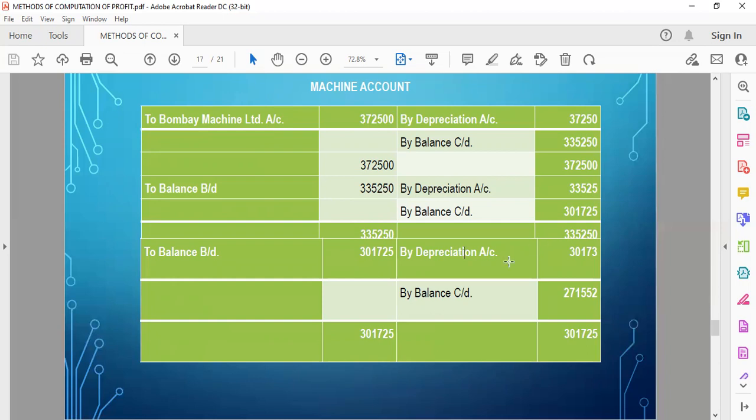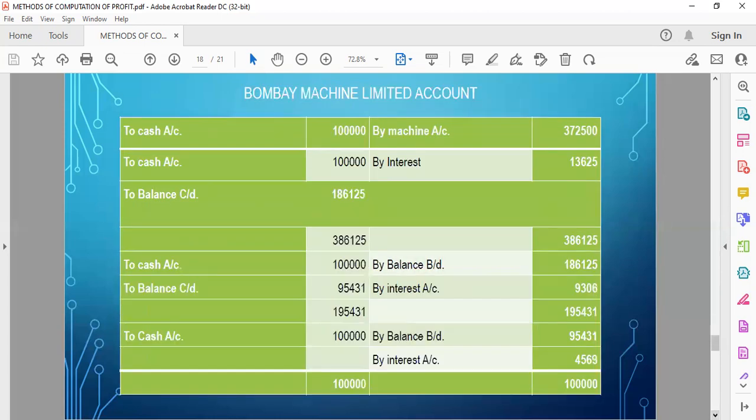3,01,725 into 10 by 100. You will get 30,173. Just to put the total here, subtract it, you will get 2,71,552. So you should write there by balance CD. This is the machinery account.